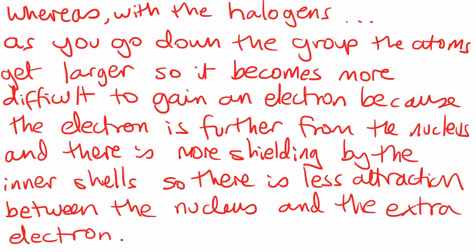If we add that to our answer, we would say, whereas with the halogens, as you go down the group, the atoms get larger, so it becomes more difficult to gain an electron, because the electron is further from the nucleus and there is more shielding by the inner shells, so there is less attraction between the nucleus and the extra electron. So you can see we've gone into a lot of detail there, but it is a 6-mark question.